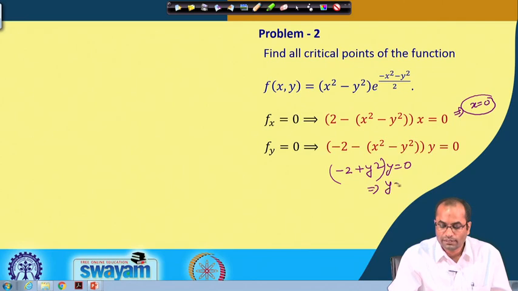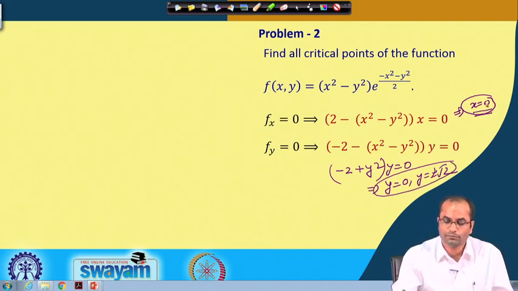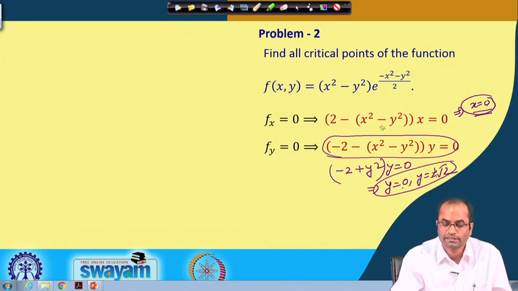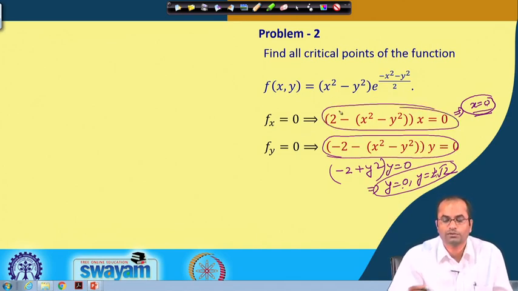So, from here we got y equal to 0 and y equal to plus or minus √2. So, corresponding to x equal to 0, we have the points (0, 0), (0, √2) and (0, −√2). Now, similarly, what we can do is set y to 0 first, because for y equal to 0 this will be also 0, and then setting y equal to 0, we will find the possible values of x. In this way we can find all the critical points by solving these equations.